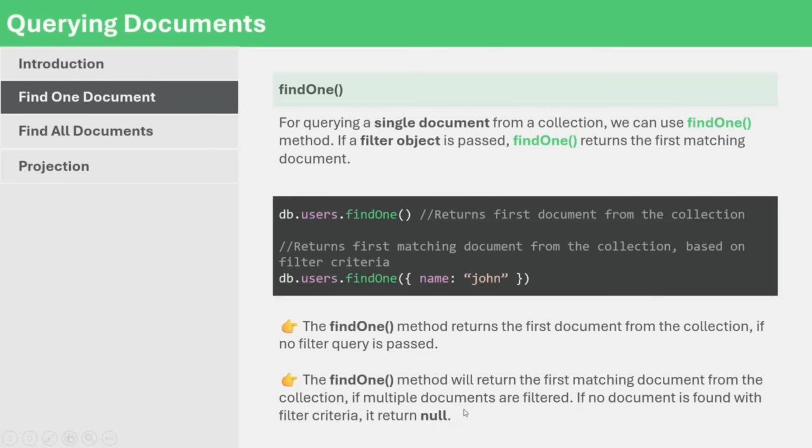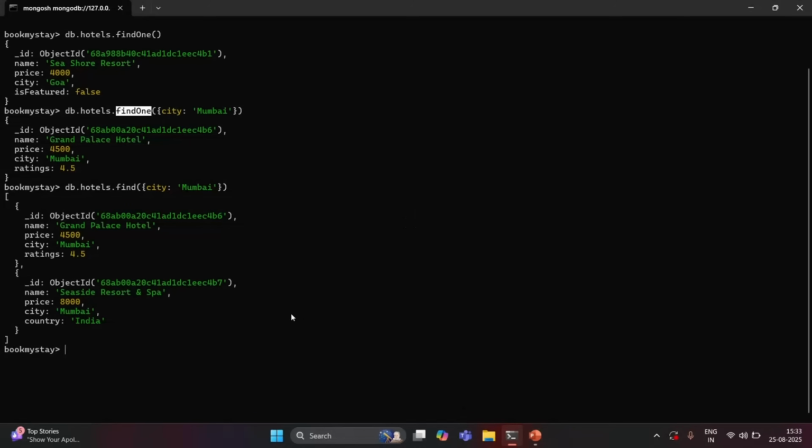Let's also see this. So here, let me call the findOne method again. And here I'll specify the city, let's say Bangalore. I think we do not have any hotel document where the city is Bangalore. So if I press enter, you see it has returned null because it did not find any document in the hotels collection where the city for the hotel is Bangalore.